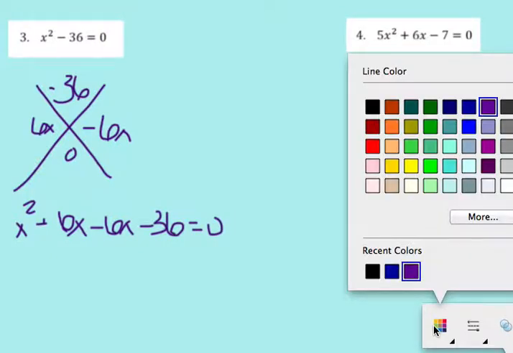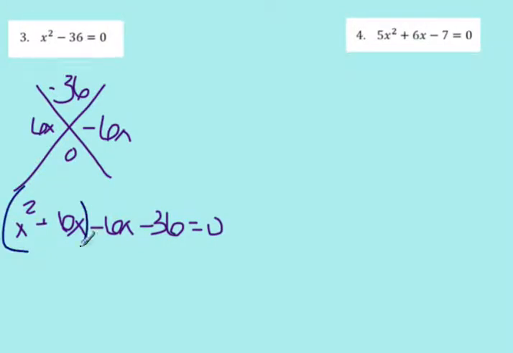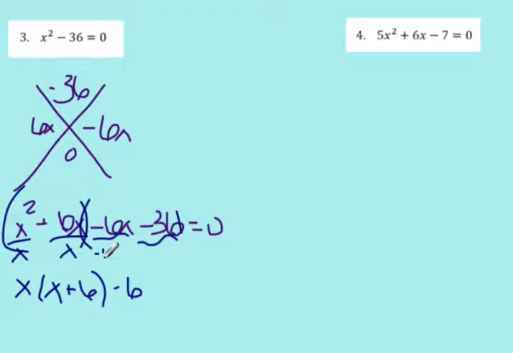So now I'm ready to factor by grouping. I'm going to make my two groups. Between x squared and 6x, I can take out an x. So I'm dividing each of those terms by x, and I get x plus 6. Now, out of the second group, between negative 6x and negative 36, I'm going to take out a negative 6. And once I do that, I'm left with x plus 6, and that's going to be equal to 0.